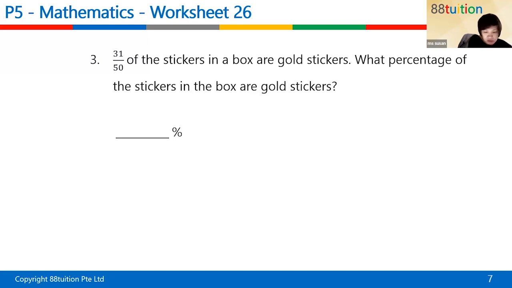Yeah. They are gold stickers. In the box, they are gold color, and what percentage of the stickers are gold. So for this, what you can do is you change this to percentage by multiplying those. Okay, so you have 62%. Okay, all right, and then now you all no more responses. 62%. That's for question number 3.